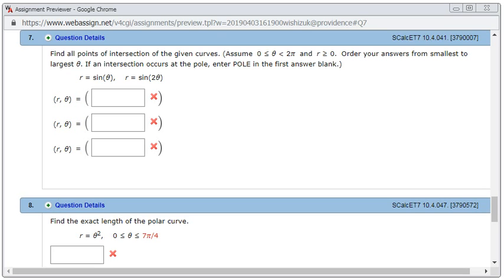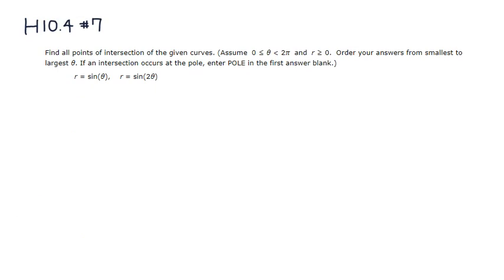All right, let's look at homework 10.4, problem number 7. We have two curves in polar equations, and we want to find the intersections. So let's do that. Since we're looking for the intersection points, I'm going to just set them equal to each other.